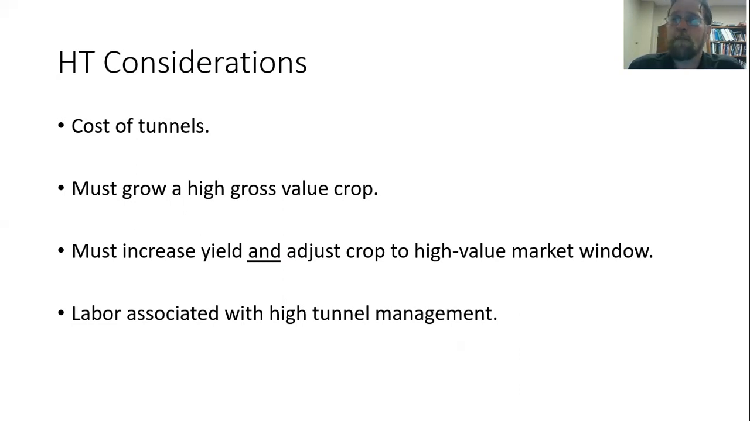And there will be a slight increase in labor associated with management of the high tunnel, any minor repairs that might need to be made, and also just raising and lowering the sides is just a little bit of increased labor.